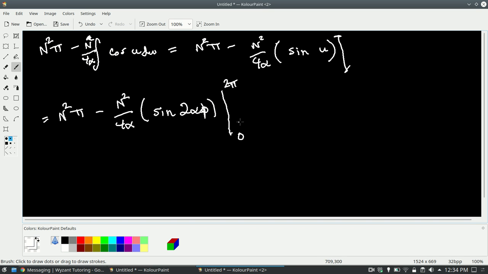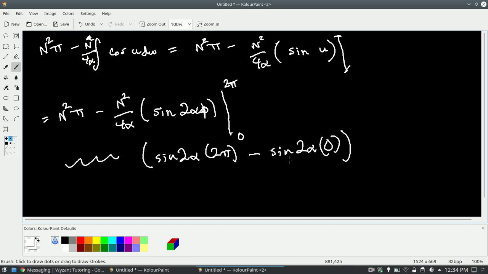When you integrate a sine function from 0 to 2 pi, well, we'll see in a moment. All this stuff is the same, except this is going to be sine of 2 alpha 2 pi minus the sine of 2 alpha 0. Now, 0 times anything is 0, so this is sine of 0. You remember on the unit circle, 0 is right here. Sine is the y coordinate, so that's 0.